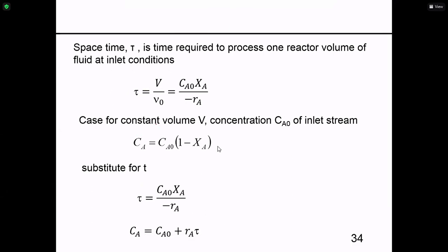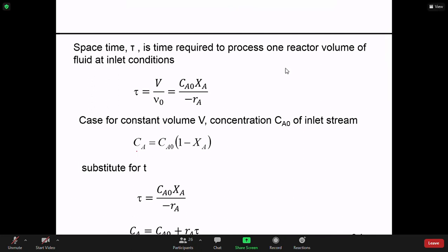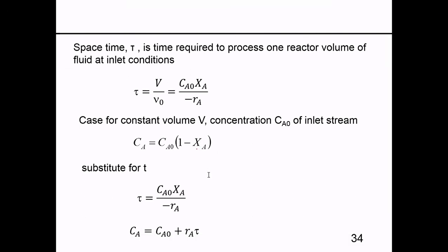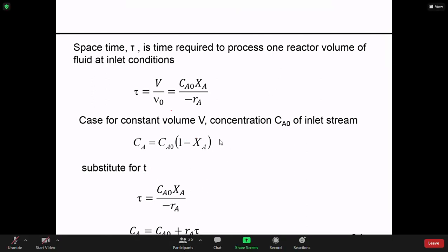This is, for example, at constant volume. The concentration of the initial inlet stream is equal to this one. CA is equal to CA naught times 1 minus X, where 1 minus X is the amount remaining after conversion. So we substitute this CA for tau here, then you get this.